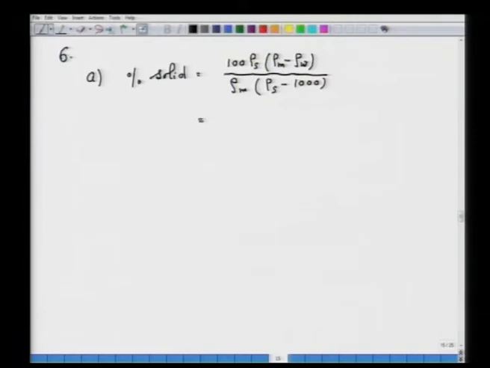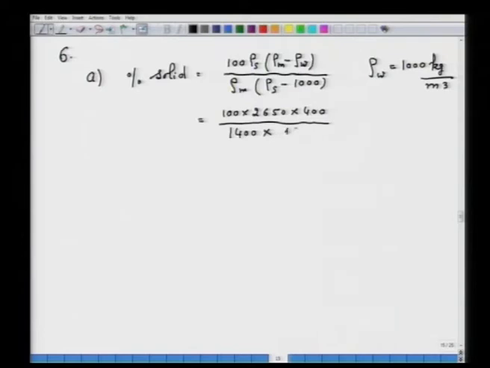So, what I will do? I will straight away substitute the value. So, 100 into 2650 into 400. So, density of water, as we have to take around 1000 kilogram per meter cube. So, that come divide by 1400 into 1650. So, that straight away gives you the answer 45.88%, that is the answer for the part A.